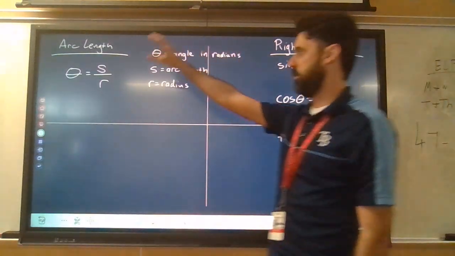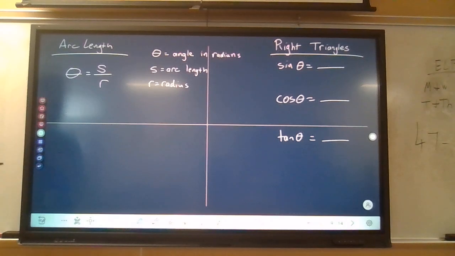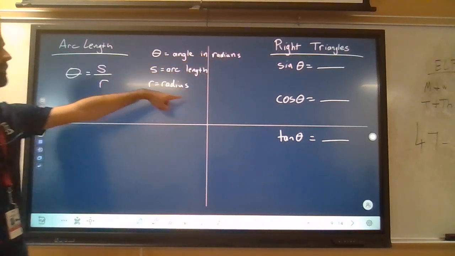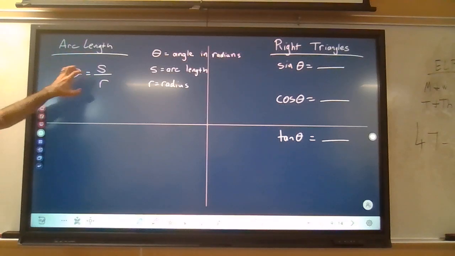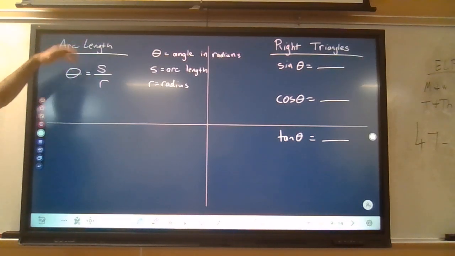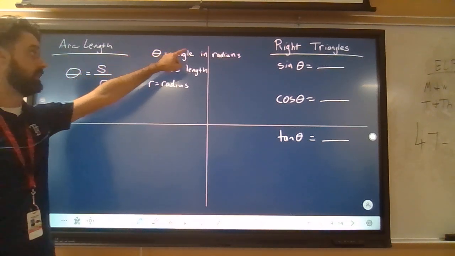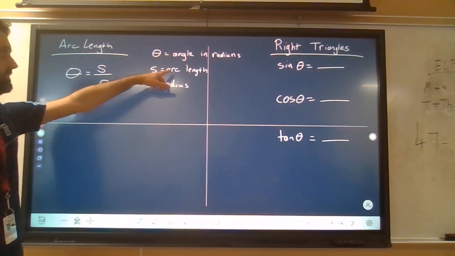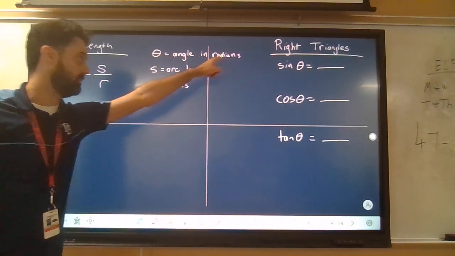We have not used this formula in a while. This is the formula that's used to calculate arc length, or the angle measure in radians. I could make you write down this formula by asking for the arc length formula, or I could give you the formula and ask, what does theta represent? It's an angle in radians. What does S represent? It's the arc length. What does R represent? It's the radius. So radian, radius.